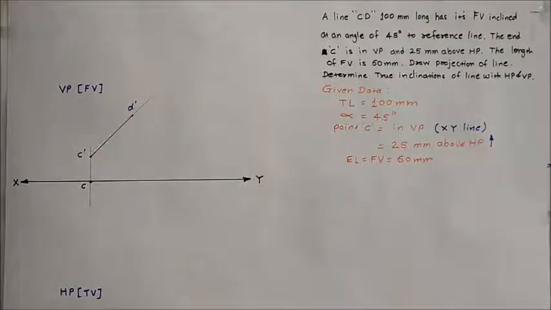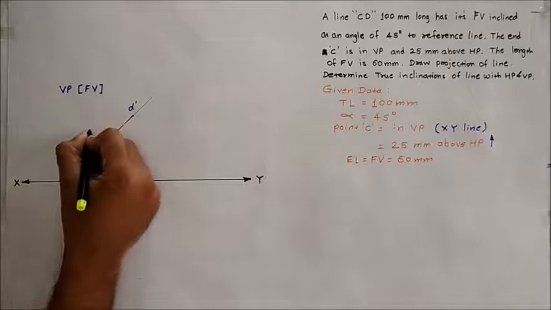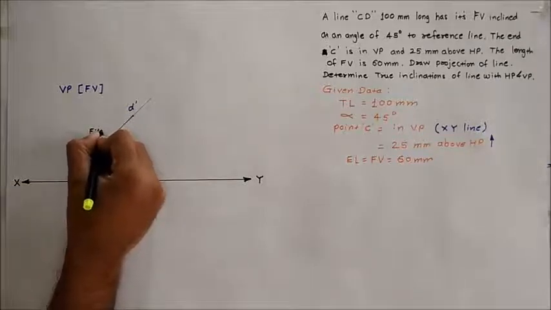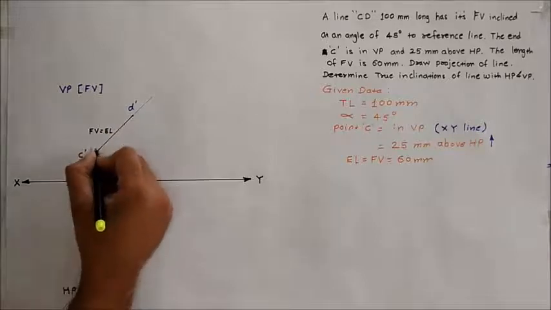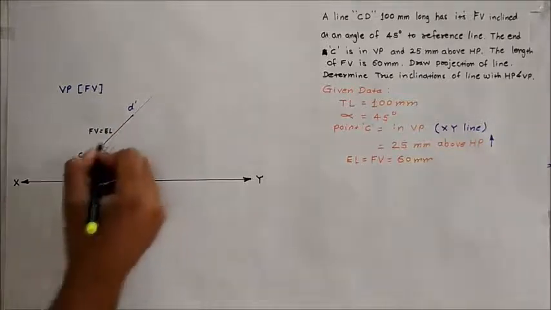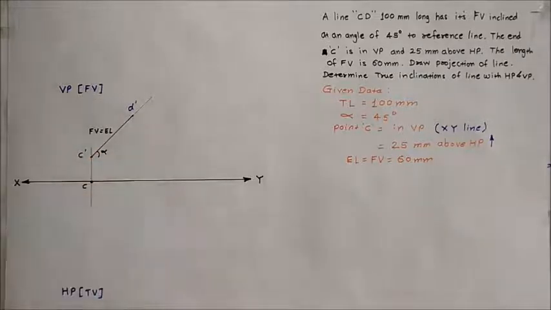This C dash to D dash is the front view of the line, which is equal to the elevation length. The angle made by this front view with the reference axis is denoted by alpha. This was the given data. Now the next given data is the true length of the line.